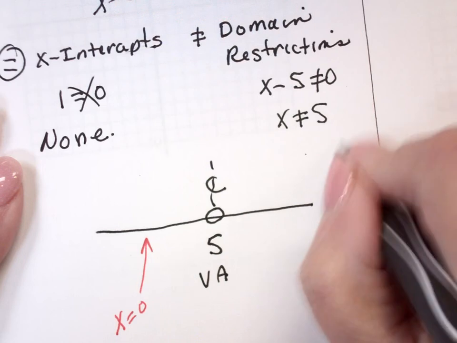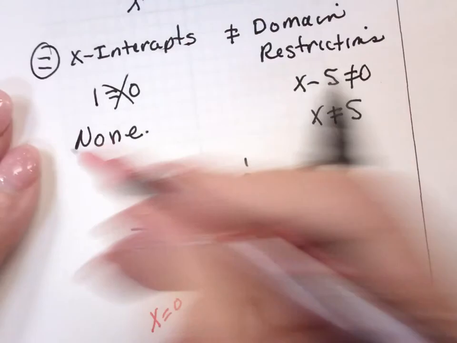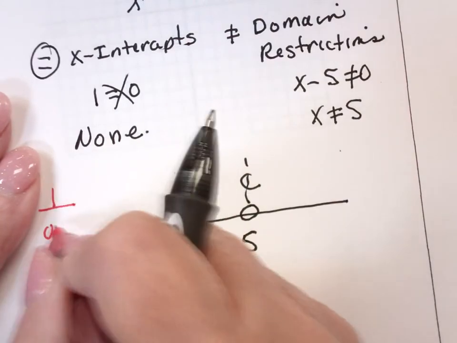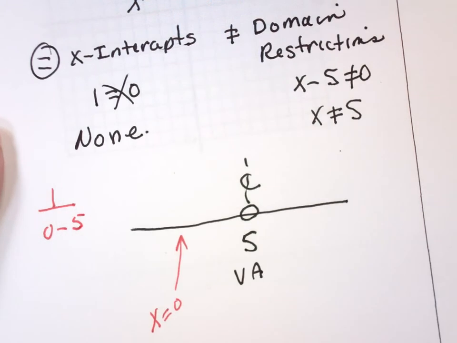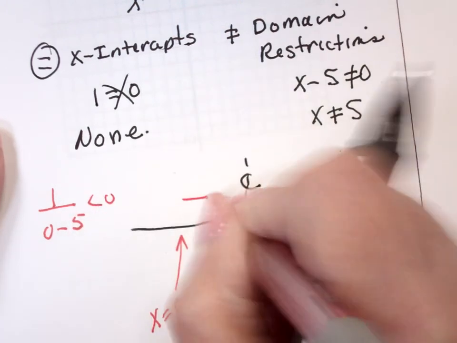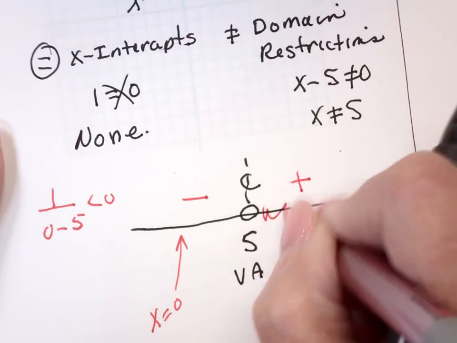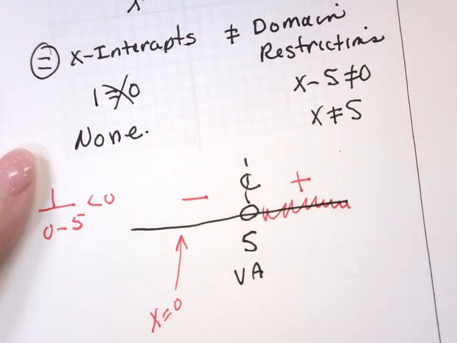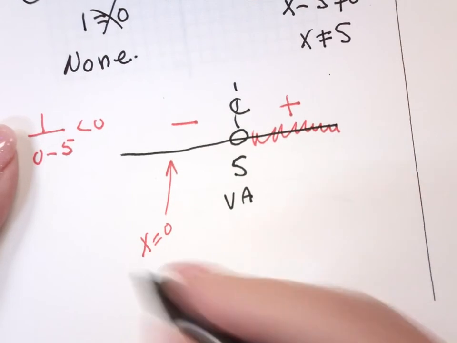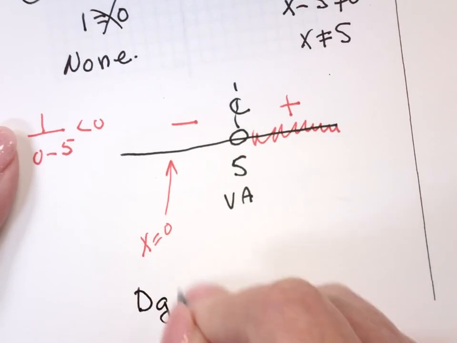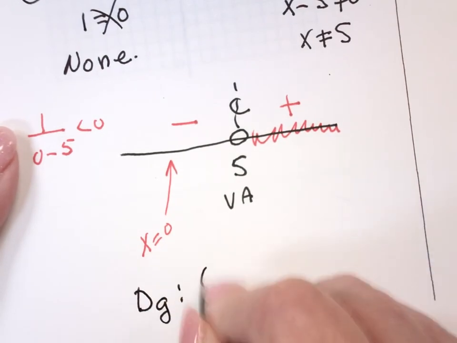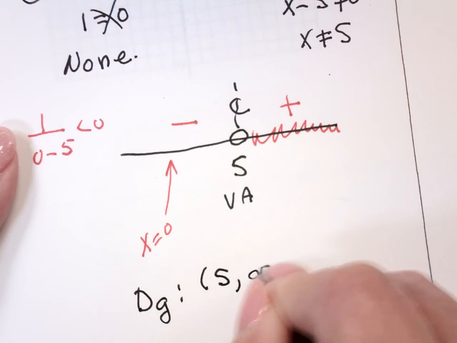So is 1 divided by 0 minus 5 positive or negative? Negative. So negative change positive. There it is. So your domain of G in this instance is 5 to infinity.